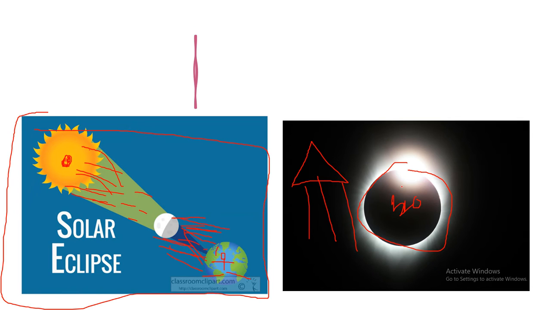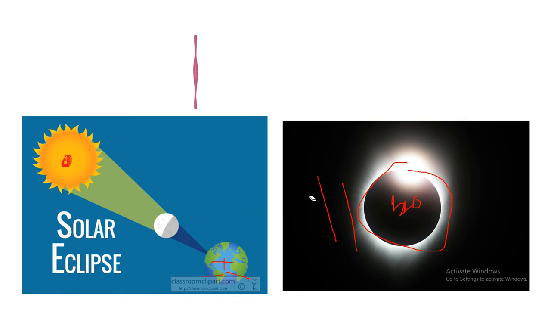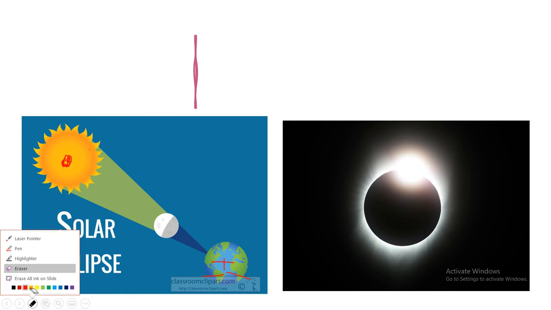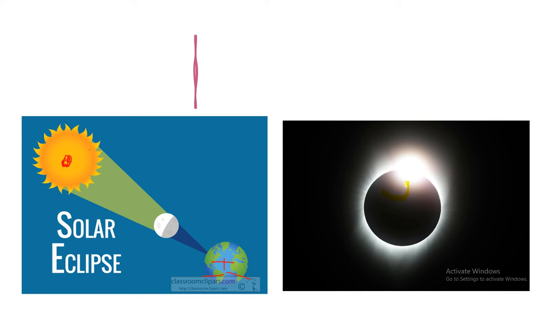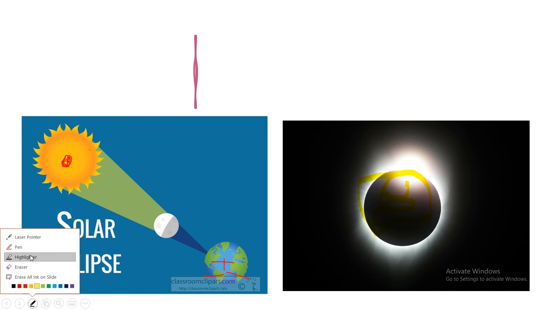So let me tell you what is a partial solar eclipse and a total solar eclipse. What happens in a partial solar eclipse? This is a partial solar eclipse. What you can see here is a partial solar eclipse.